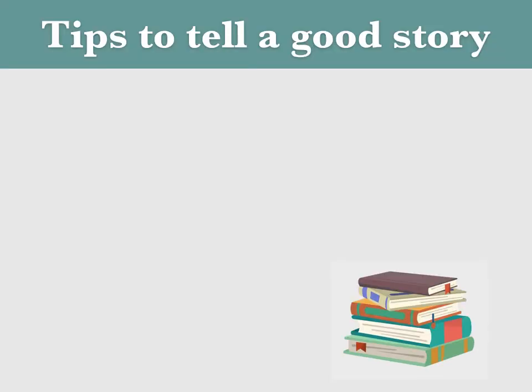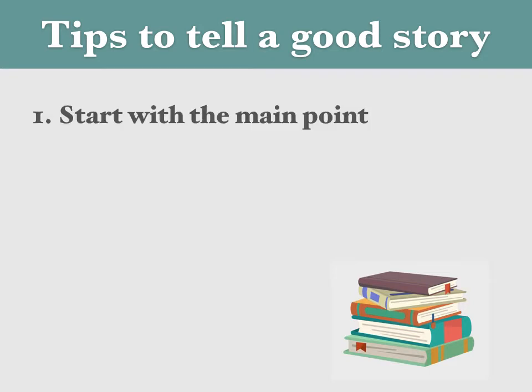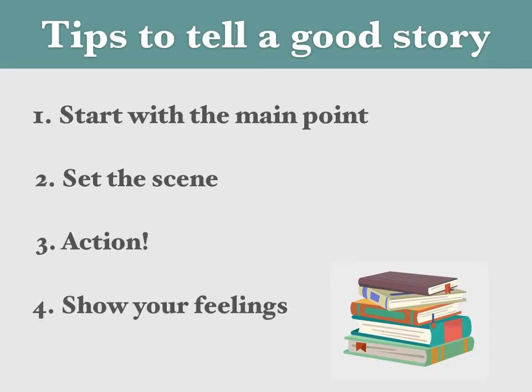There are lots of ways to tell a story, as the thousands of types of novels and short stories tell us. But there are 4 key parts of a story that we can practice to make our stories more effective. Start with the main point or summary of the story. Then set the scene before moving on to the main action. And finally finish by showing your feelings about how the story has affected you. We'll look at each one in turn.